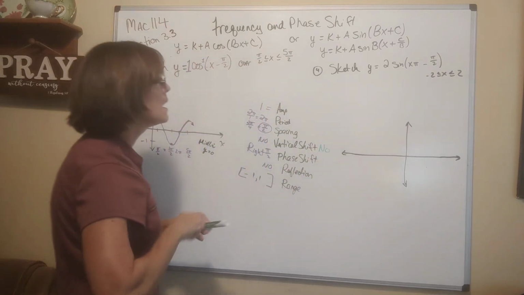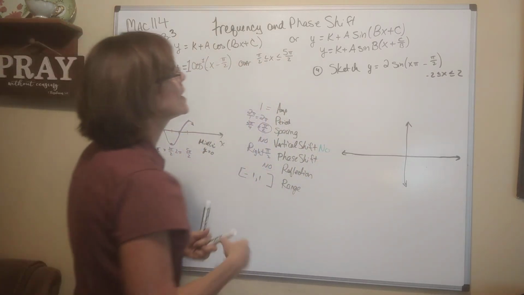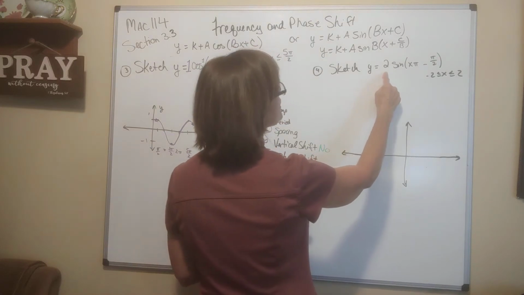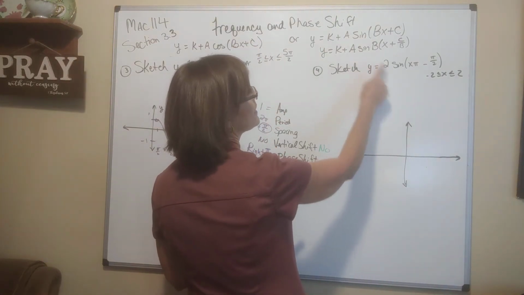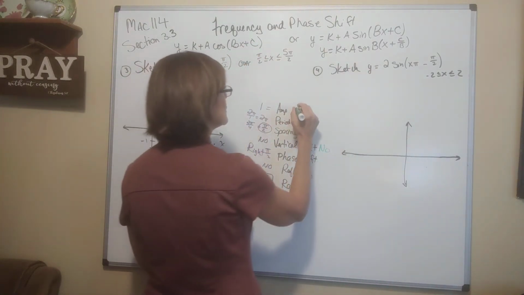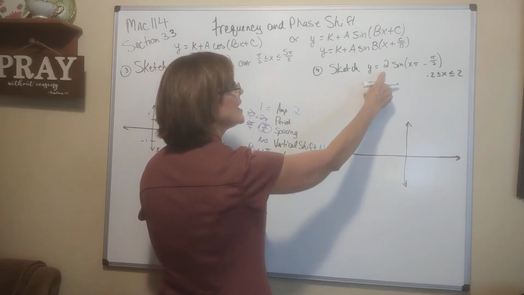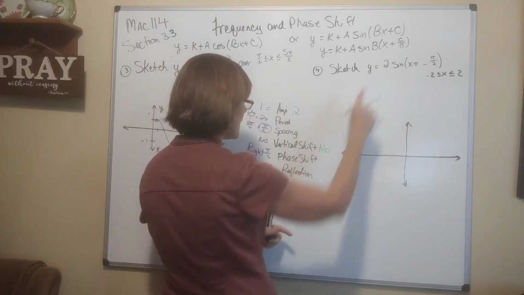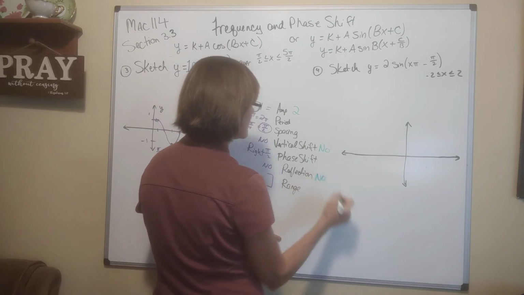Okay. What is the amplitude? The amplitude is whatever I see in front of the whole thing. This is where my A is. So the amplitude is 2. Okay. Is it negative? No. So that means also there's no reflection.